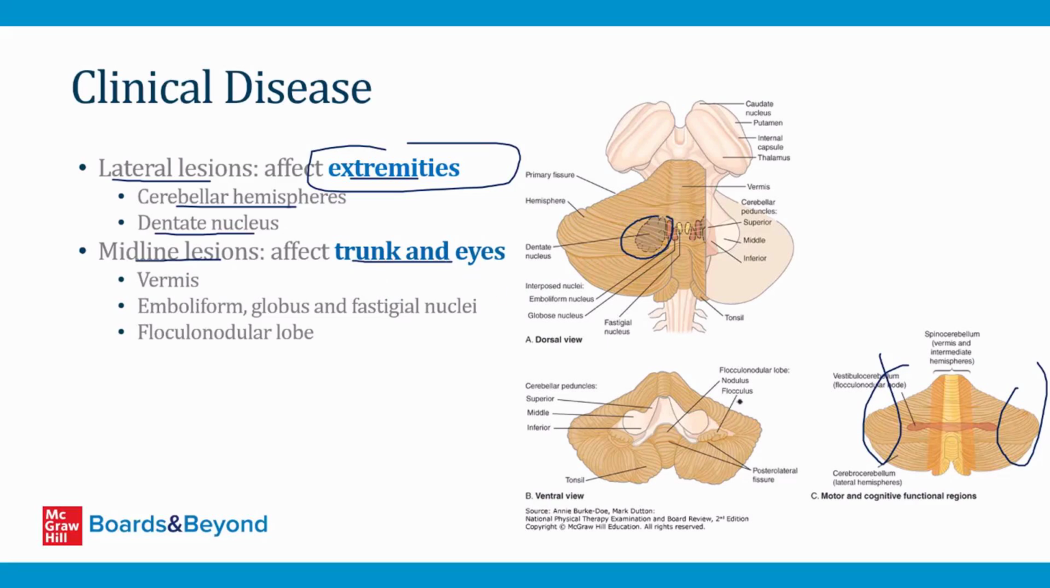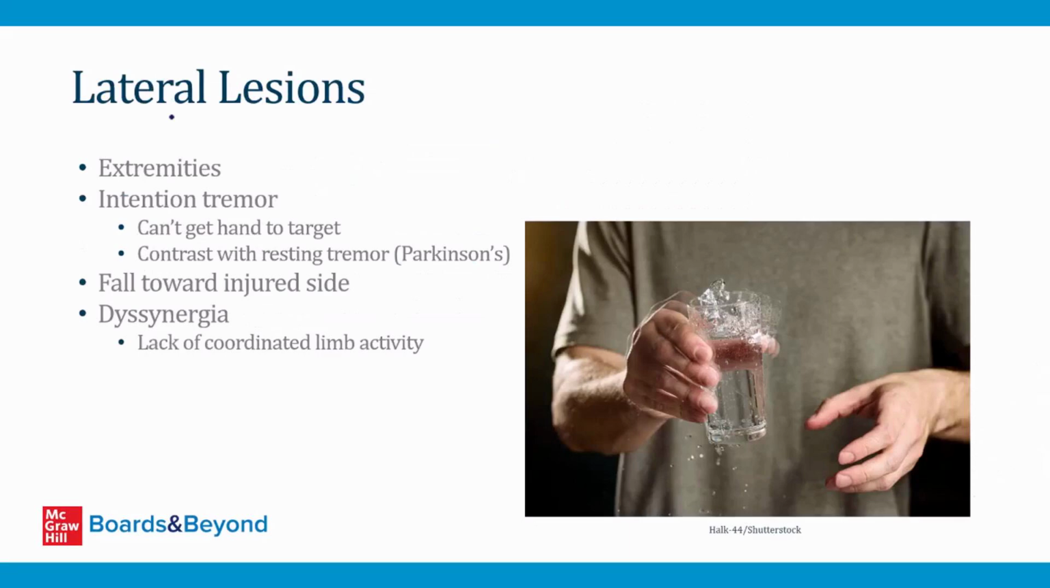So for example, if you have a lesion of the vermis, which is located right here in the midline, or a lesion of the more medial deep nuclei, like the emboliform, globose, or fastigial nuclei, or a lesion of the flocculonodular lobe, which is considered a midline structure, all of these things will lead to problems involving the trunk and eyes. So what are some of the clinical features you can see in patients who have lateral cerebellar lesions? These are the lesions, as we said, that affect the extremities.